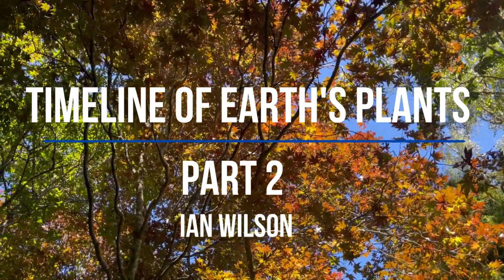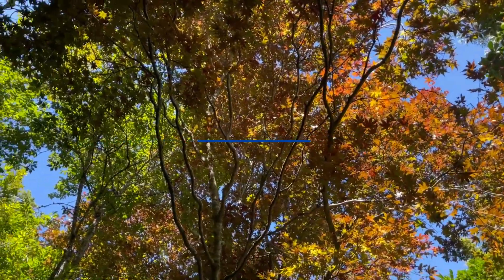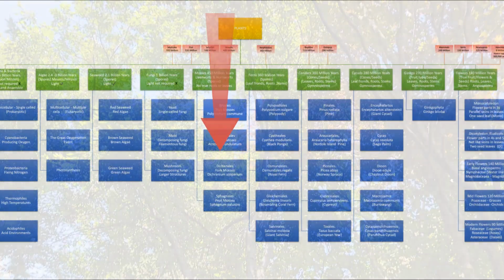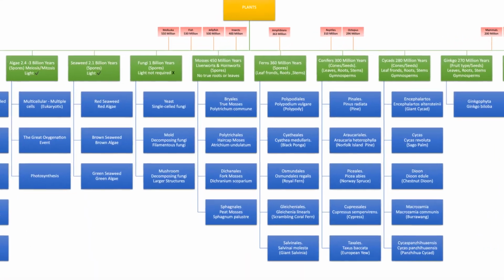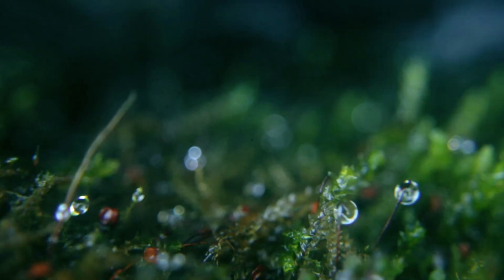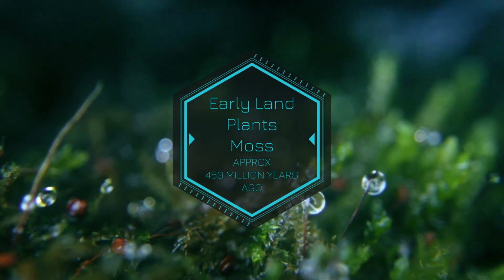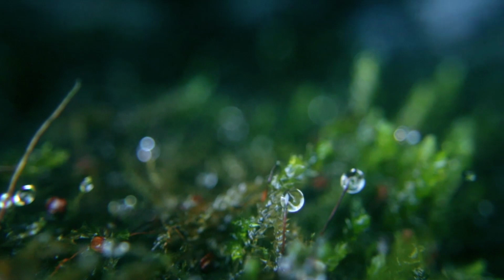Welcome back, and this is part 2, where we carry on the timeline of how plants developed. Back to the plants, or plant-like things. So mosses. Mosses are probably the first things that we think of as plants because they're green. Along with that group, we've got liverworts, hornworts, and things like that.